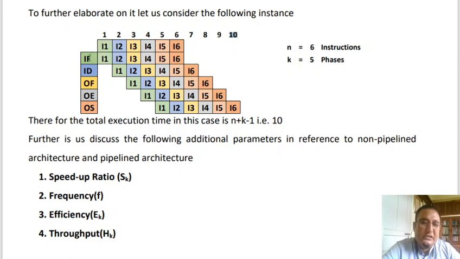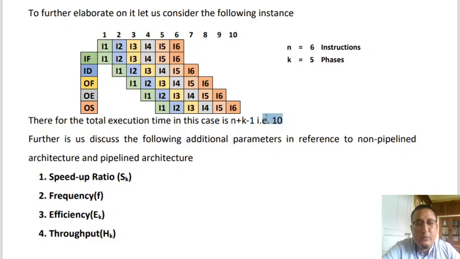The instructions are executed over 5 phases. Let n be the number of instructions and k be the number of phases. Here n is 6 and k is 5. If I want to establish a relationship between the number of instructions, the number of phases, and the total amount of time required for execution, the relation will be n plus k minus 1, that is 10. So 6 plus 5 minus 1 is 10.